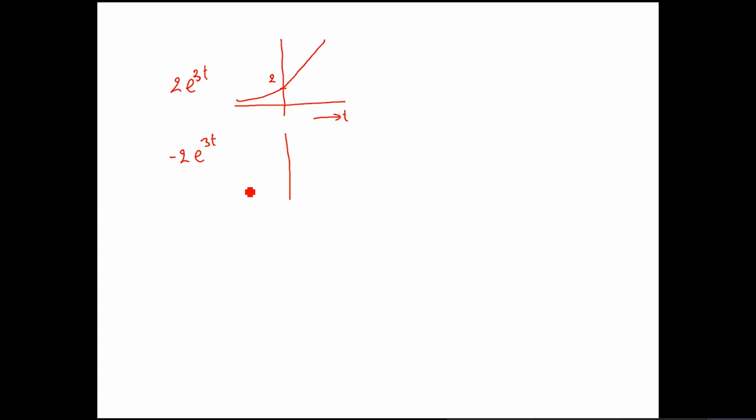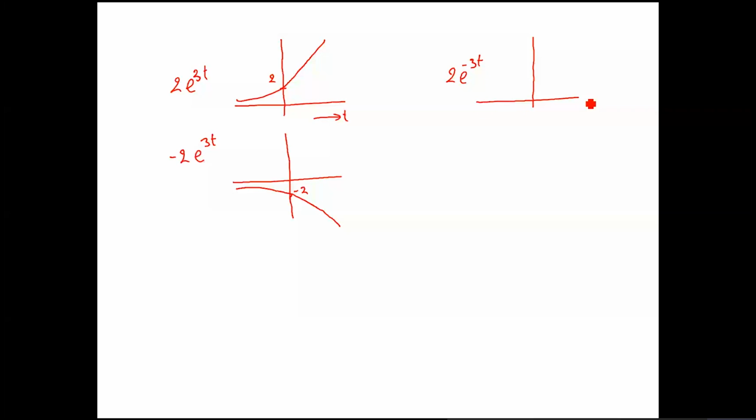So it is going to end up giving you a graph which is going to be something like this, and this intercept here will be minus 2. Both of them are exponentially growing, one going toward the positive side, the other going towards the negative side. The other thing, let's take an example, e raised to the power of minus 3t. So how does that look?